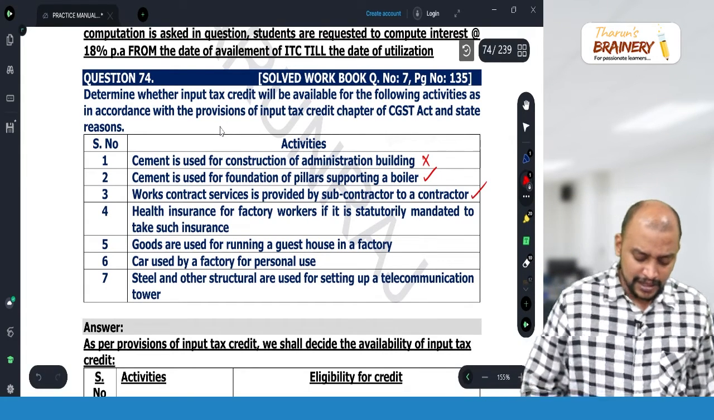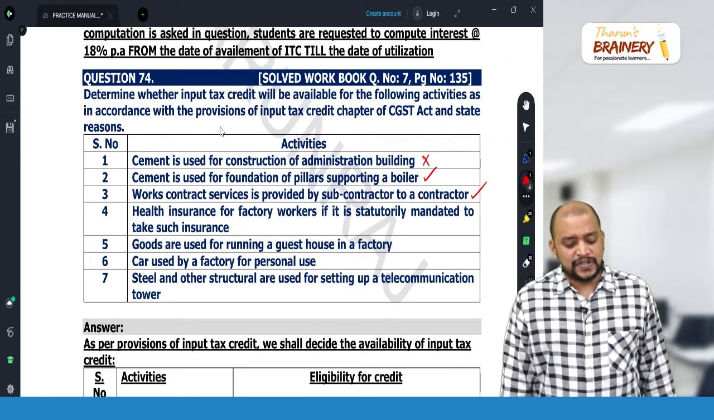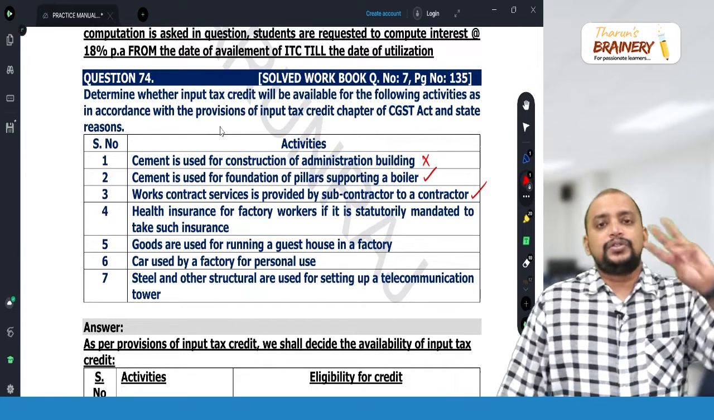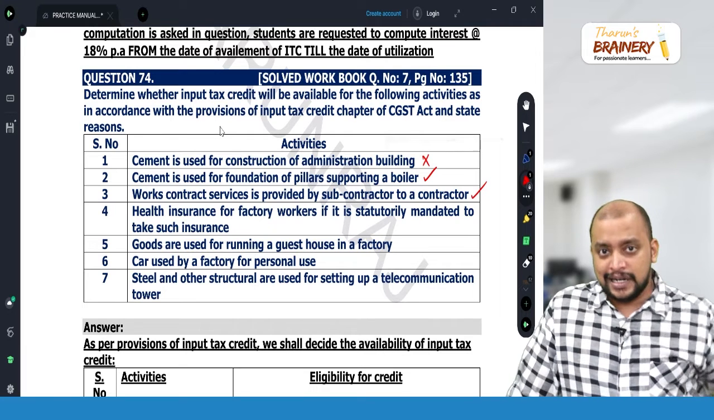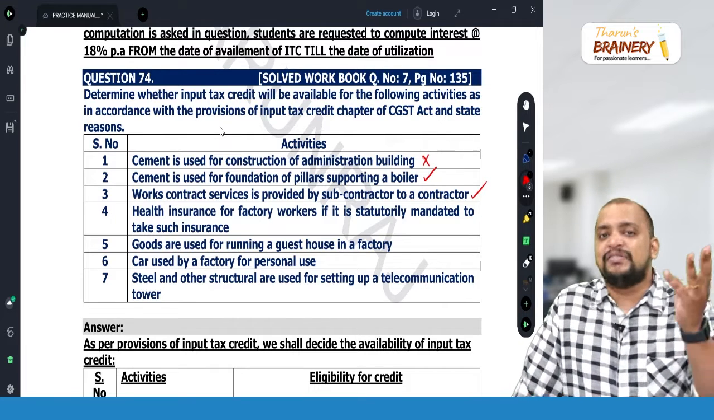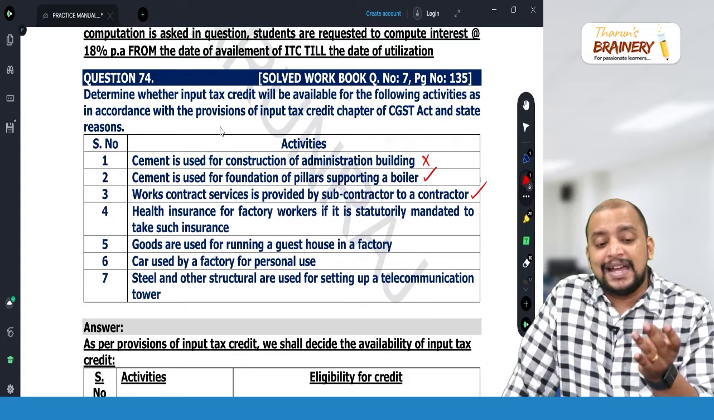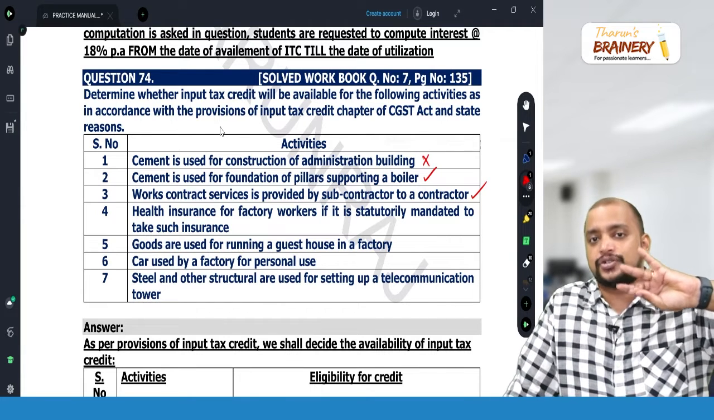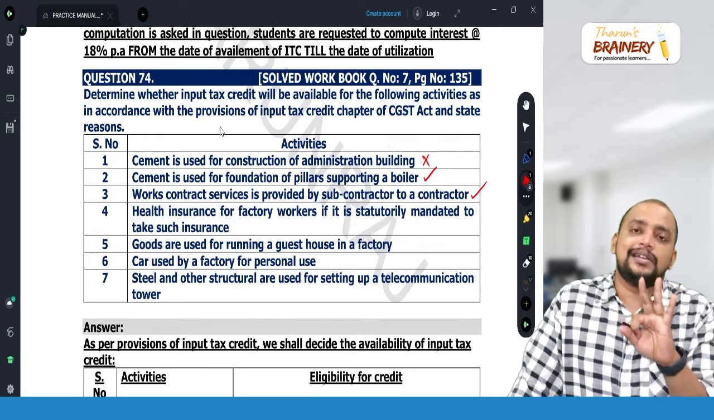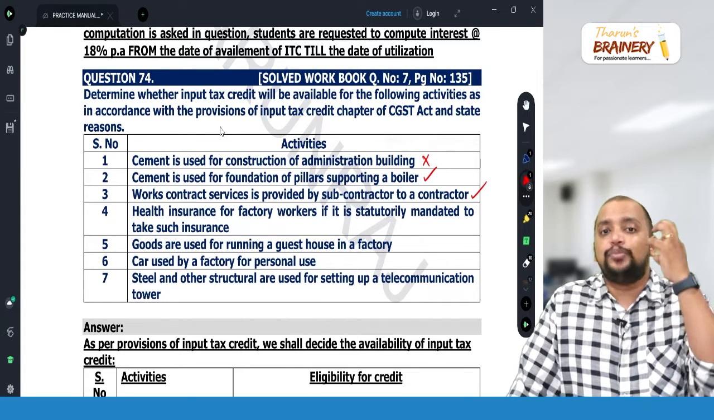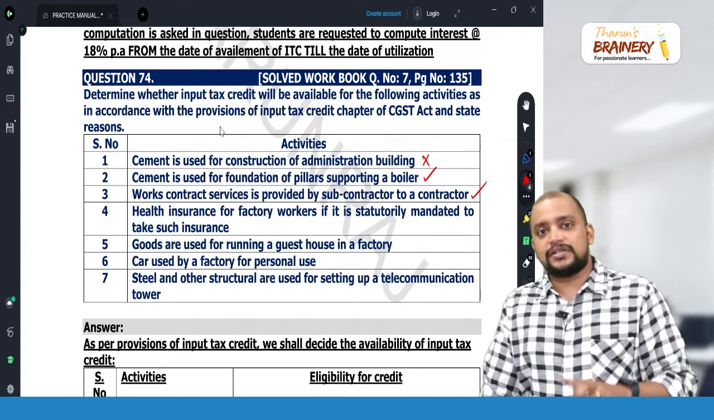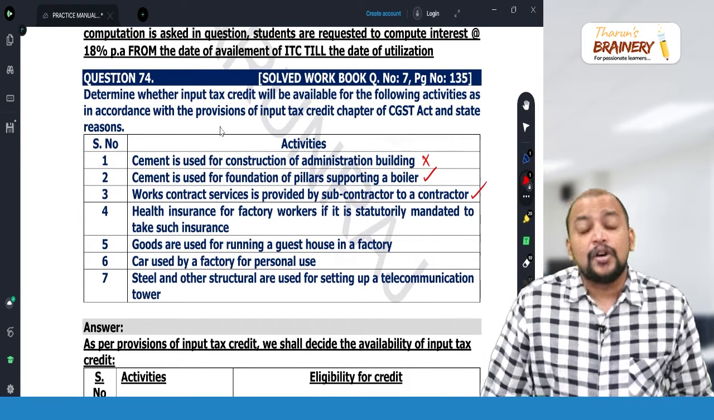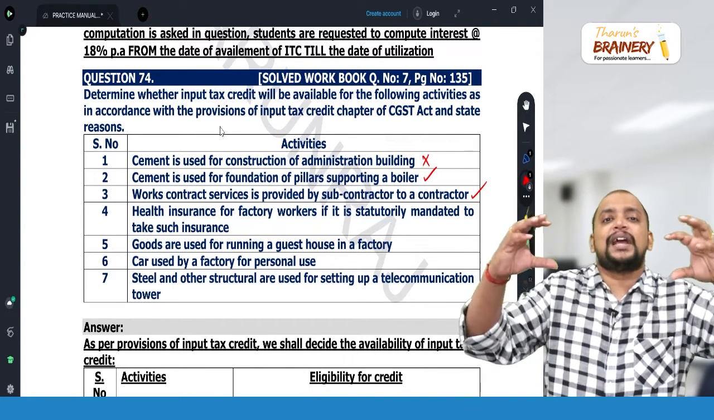Next, health insurance for factory workers, if it is under statutory obligation. Generally we have three supplies which are blocked credits here: food and beverages, beauty treatment, health insurance and life insurance. Remember, food, beauty, insurance. These three things are blocked credit, but there are some exceptions. Number one, if it is under a statutory obligation, ITC is available. Or if inward supply and outward supply are in the same category.